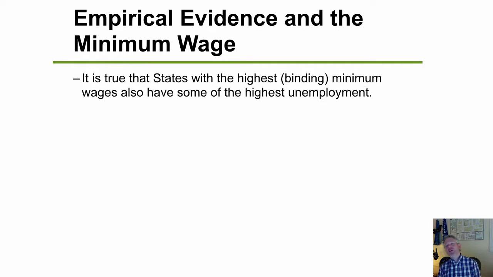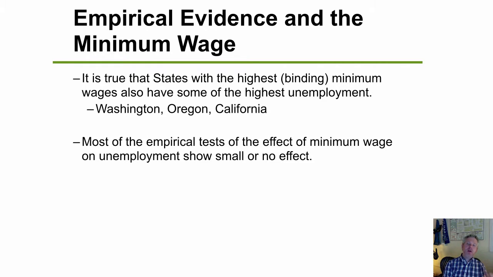What is the empirical evidence on the minimum wage? So in the U.S., it's true that states with high minimum wages have high unemployment, but for the most part, most of the empirical tests on the effect of the minimum wage show little to no effect on unemployment. All right. So what's going on? Our theoretical model predicts that this is going to exacerbate unemployment.